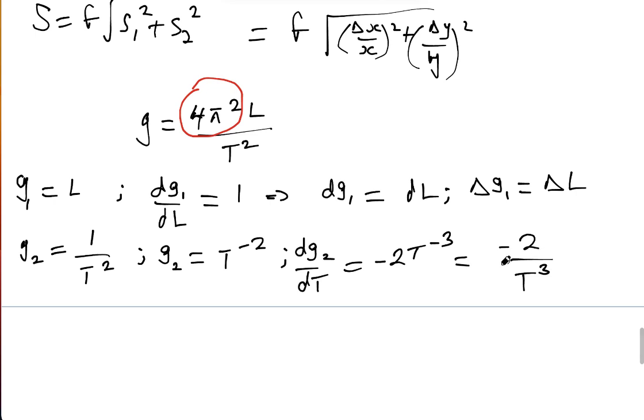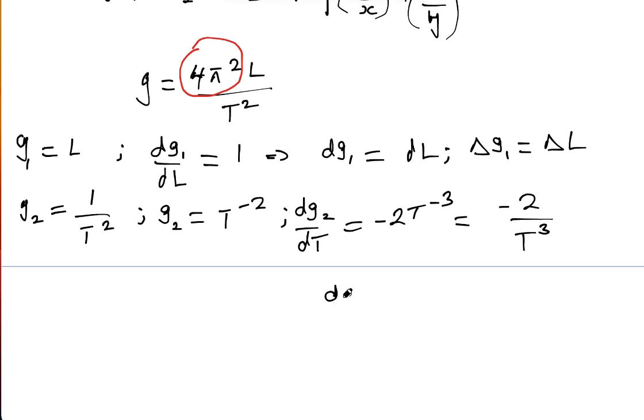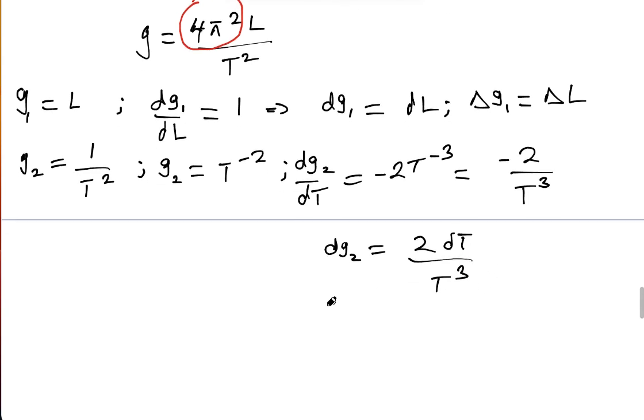Going forward, I told you that we need to bother about the minus sign. That implies that we cannot write it in G2. If I cross multiply and take dt over, that will be 2 dt over t raised to power 3. And you can easily change that to: the error in G2 equals 2 times the error in the period over t raised to power 3.